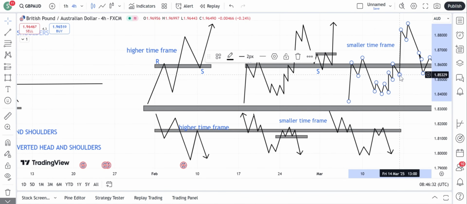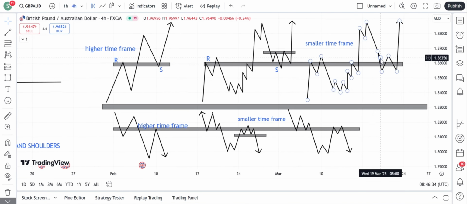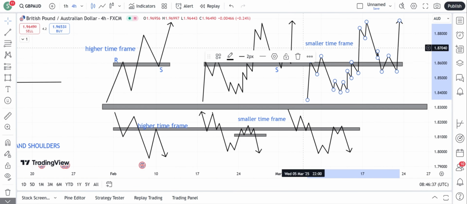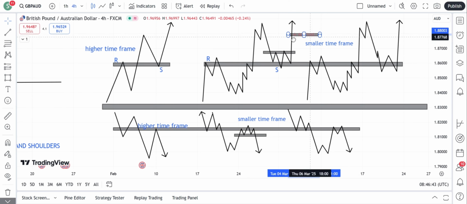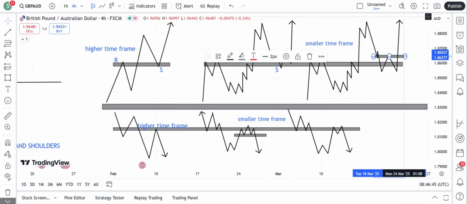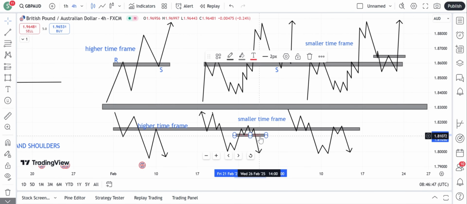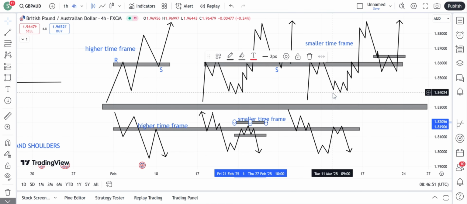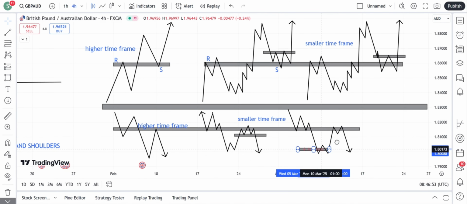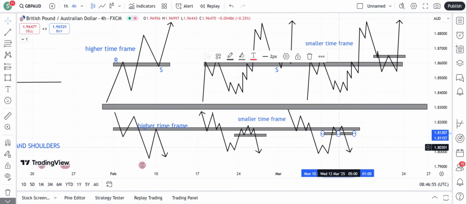Then for the W pattern, you can see this is a W pattern. Once price also breaks the neckline, we take a buy. Here, once price breaks the neckline, we take a buy. And also for the M pattern, once price breaks the neckline, we take a sell trade. Here, once price breaks it, we look for sell.